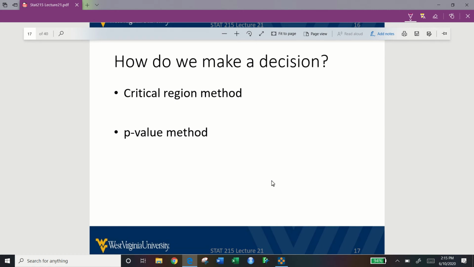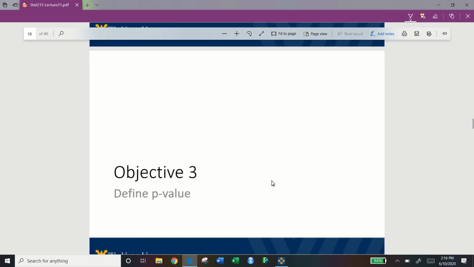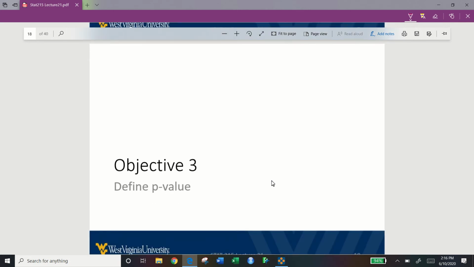Now, this brings us to the next logical question. How do we make that decision of significance? Well, there are two methods of doing this. First, we can use the critical region method, or we can do the p-value method. This brings us to our third objective, defining a p-value.